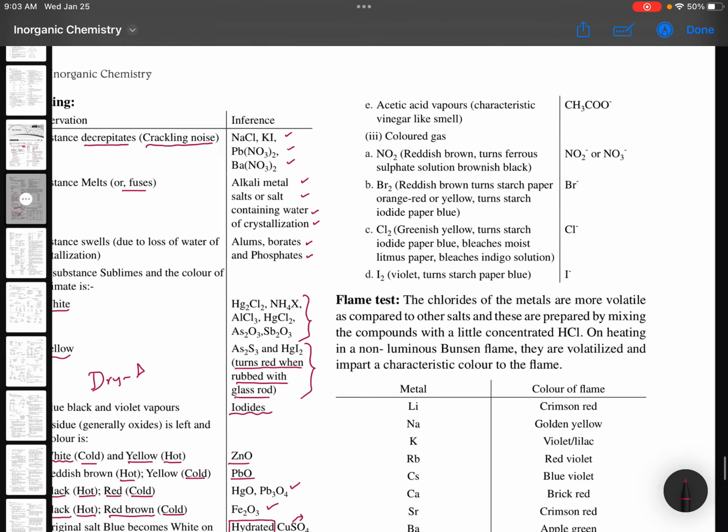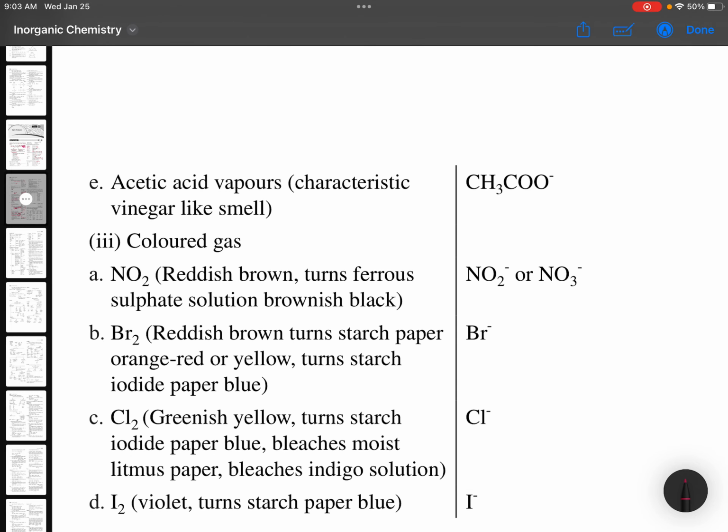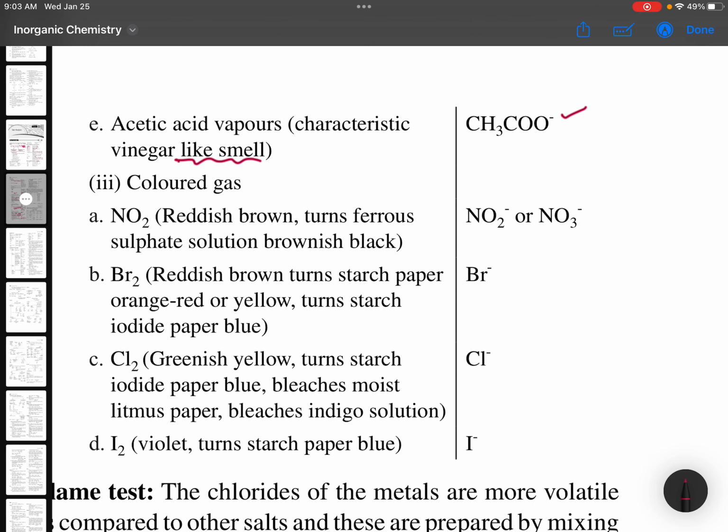Flame test onwards we will take in another video. We'll try to make small videos. Acetic acid vapors are nothing but acetate. It smells like vinegar. Vinegar smell you don't think much about; go to a fast food center, not to eat, just to check the smell.